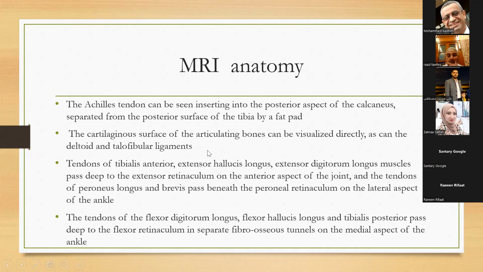The tendons of tibialis anterior, extensor hallucis longus, and extensor digitorum longus pass deep to the extensor retinaculum of the anterior aspect of the joint, and the tendons of the peroneus longus and brevis pass beneath the peroneal retinaculum on the lateral aspect of the ankle. The tendons of flexor digitorum longus, flexor hallucis longus, and tibialis posterior pass deep to the flexor retinaculum in separate fibro-osseous tunnels.